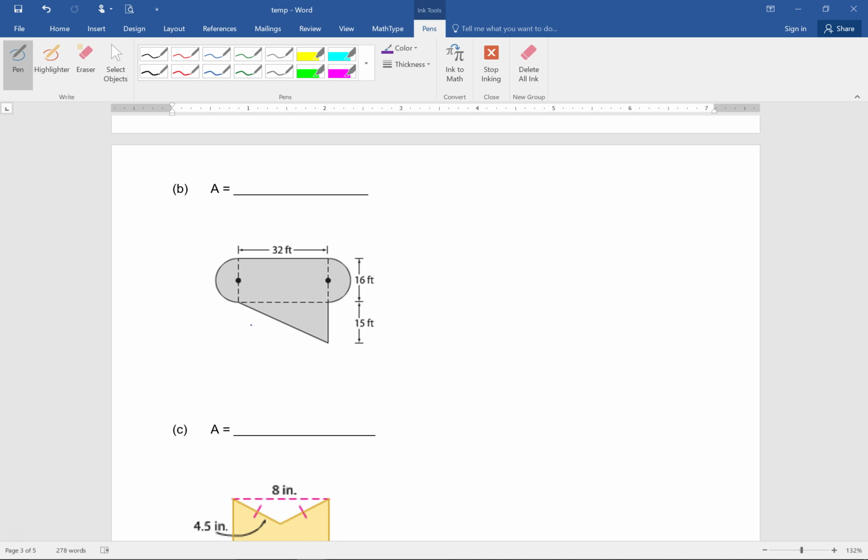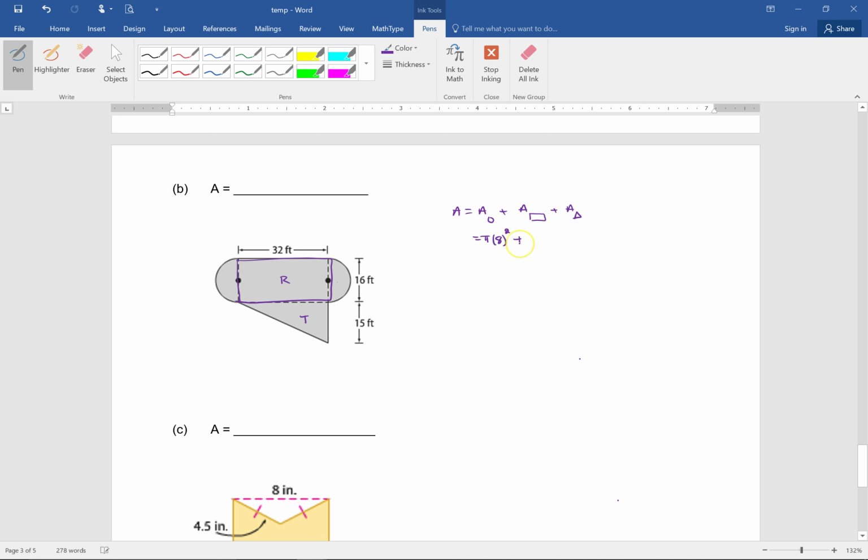We've got a rectangle here, right? What do we have here? A triangle. And what about these? Two semicircles, which together makes one circle. Okay? So, we're going to do the area of a circle plus the area of a rectangle plus the area of a triangle. Okay? All right. So let's see. For the area of the circle, what's the radius? 8. So it's pi times 8 squared.